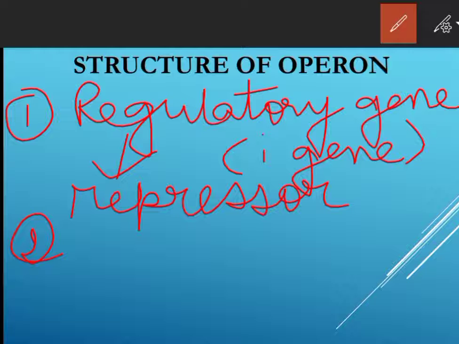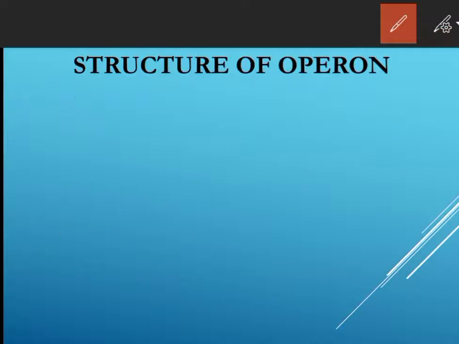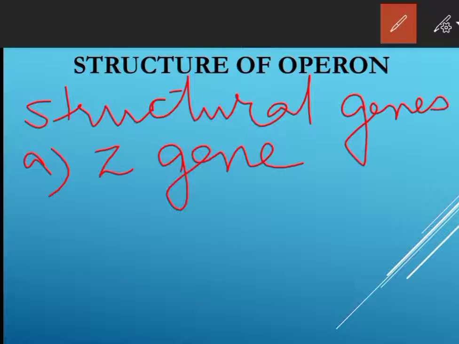Then it consists of 3 structural genes. And the 3 structural genes are number 1 or A is the Z gene. Z gene codes for beta galactosidase that helps in the hydrolysis of disaccharide into its monomeric unit, that is lactose into galactose and glucose.